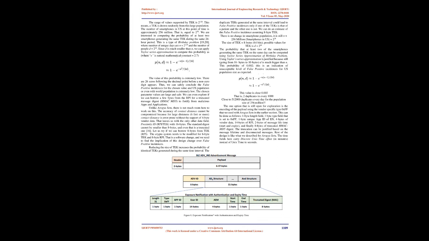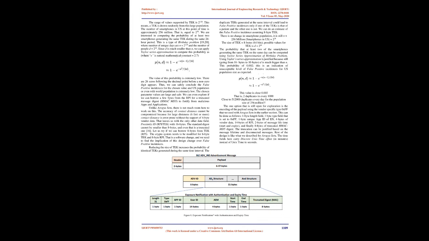That leaves us with the only other data field, proximity ID, RPI/TEC, with 16 bytes. The standard digest cannot be smaller than 8 bytes, and even that is a truncated 1/16. Let us try if we can borrow 8 bytes from TEC, RPI. The crypto system needs to be modified for 8-byte TEC and 8-byte RPI. That is a software change, and we need to find the implication of this design change over false positive incidences.